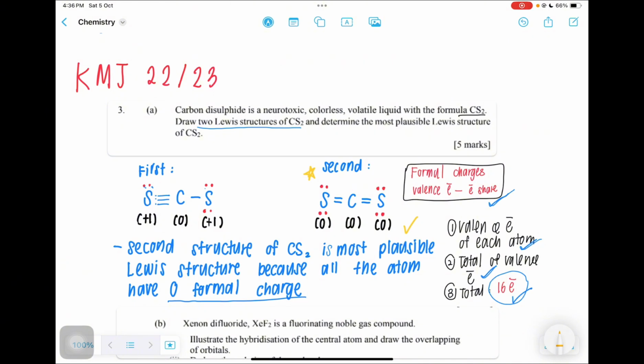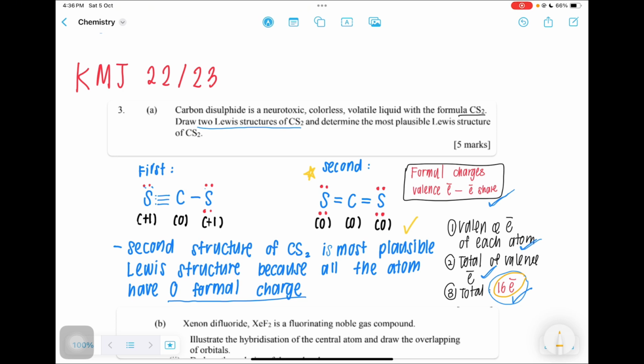First of all, we calculate the valence electrons of each atom, and we total up the valence electrons for the CS2 compound, and we get 16 valence electrons. And we draw the Lewis structure, and from here, if we want to know the most possible Lewis structure, we need to calculate the formal charge.